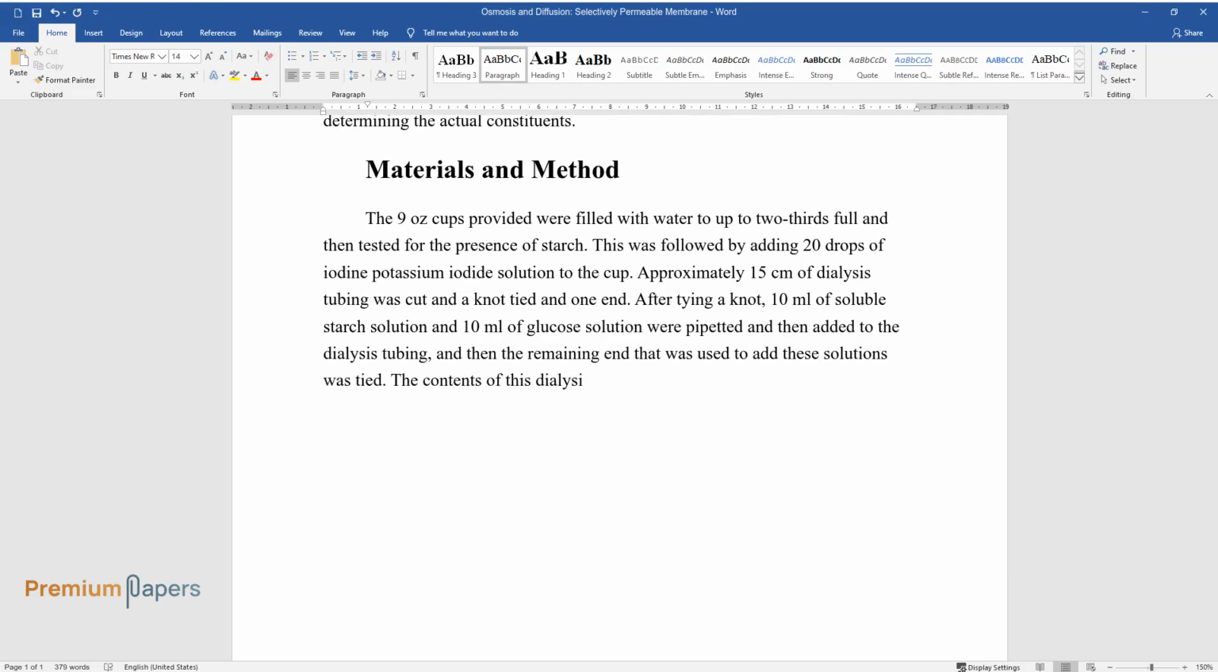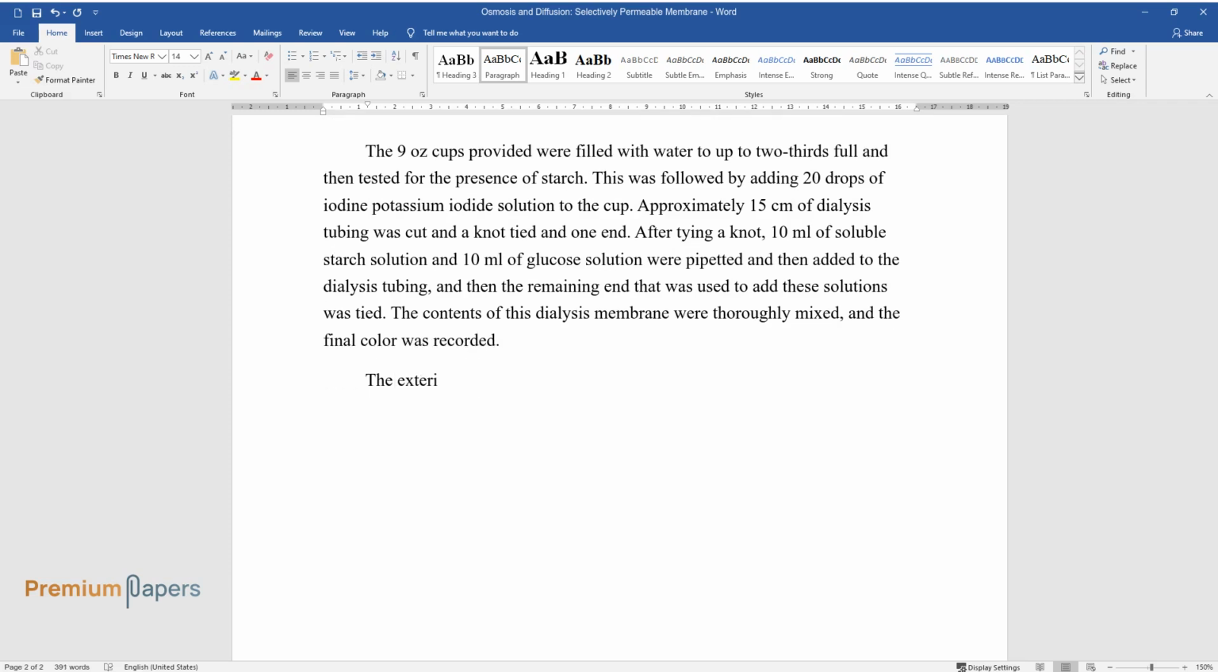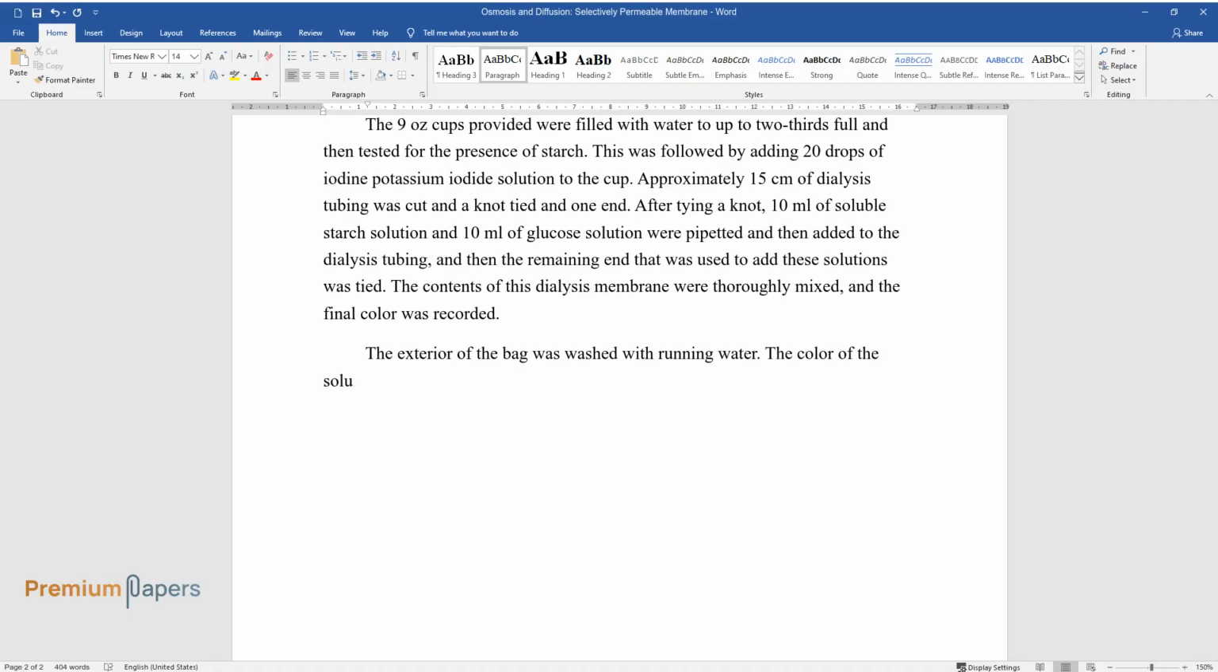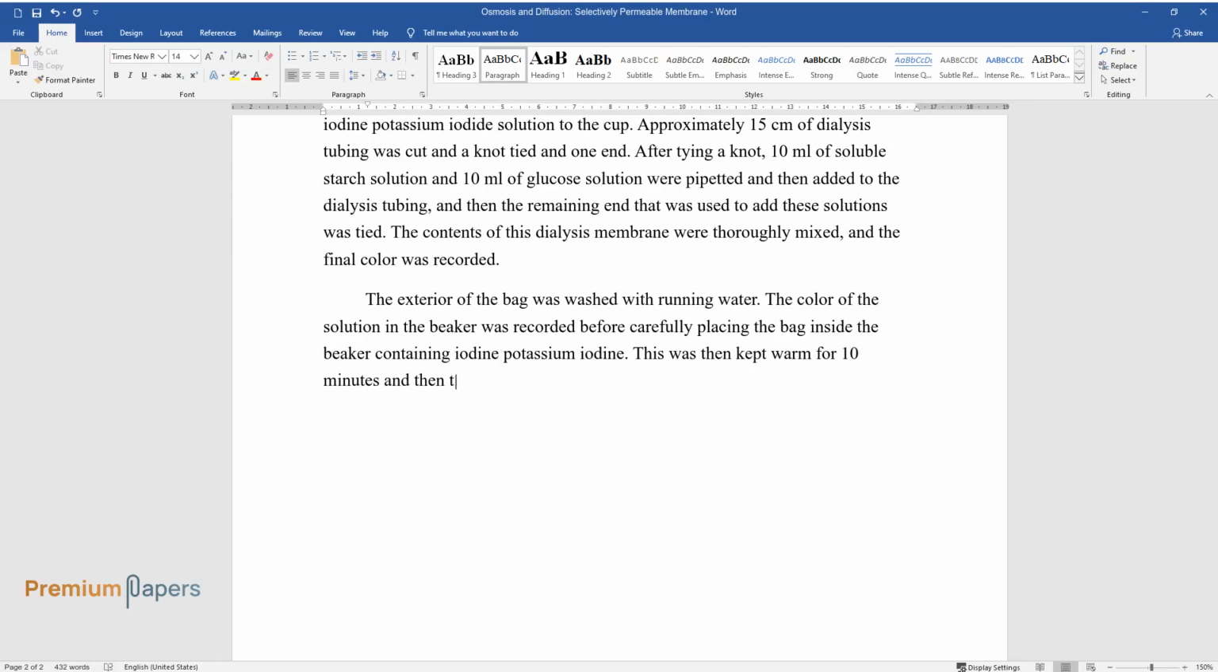The contents of this dialysis membrane were thoroughly mixed, and the final color was recorded. The exterior of the bag was washed with running water. The color of the solution in the beaker was recorded before carefully placing the bag inside the beaker containing iodine potassium iodide. This was then kept warm for 10 minutes and then the color of the solution was tabulated.